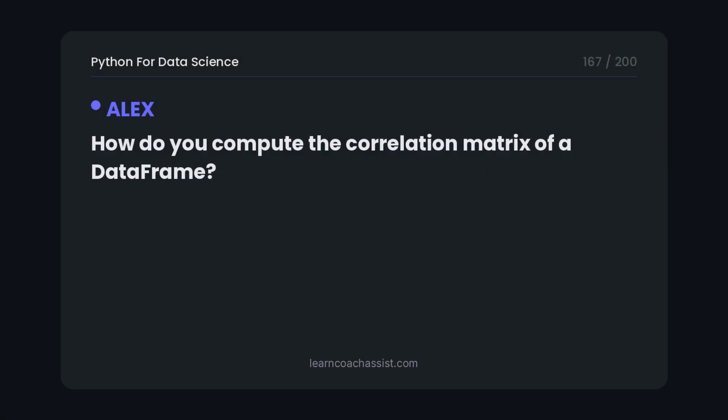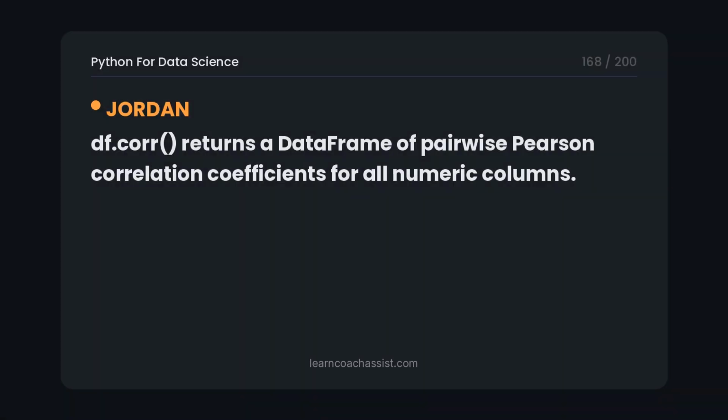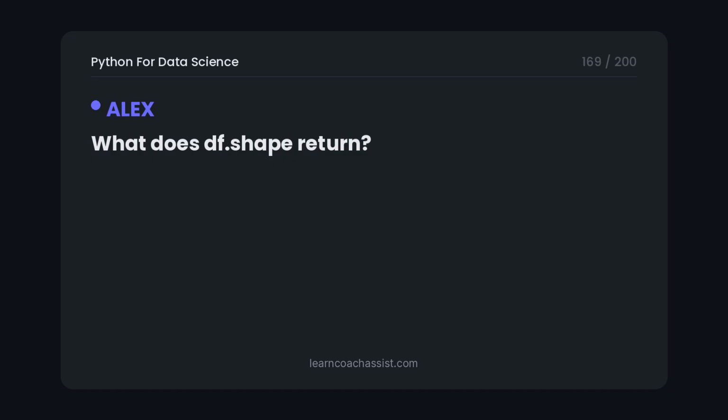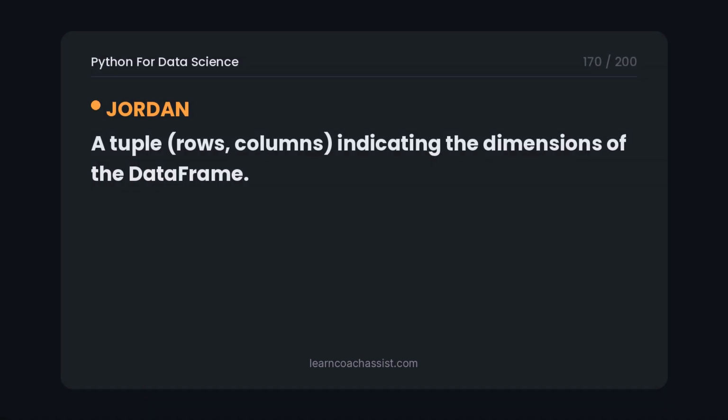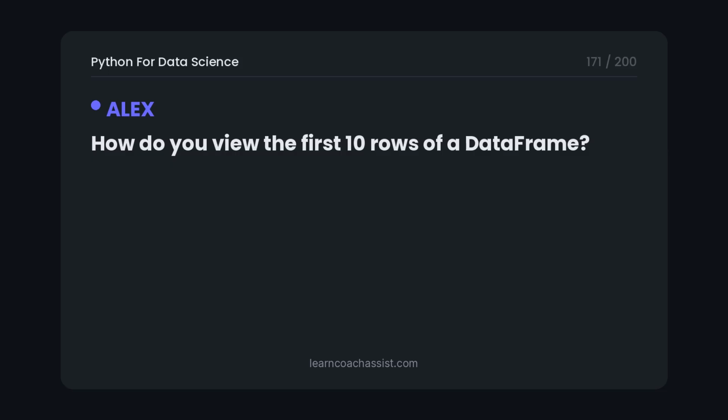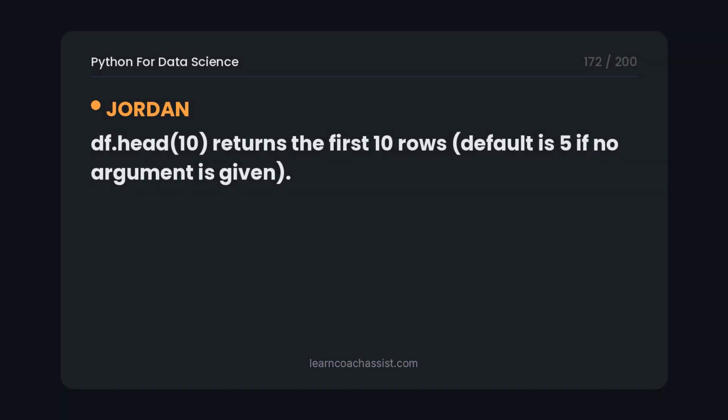How do you compute the correlation matrix of a data frame? df.corr() returns a data frame of pairwise Pearson correlation coefficients for all numeric columns. What does df.shape return? A tuple (rows, columns) indicating the dimensions of the data frame. How do you view the first 10 rows of a data frame? df.head(10) returns the first 10 rows; the default is 5 if no argument is given.